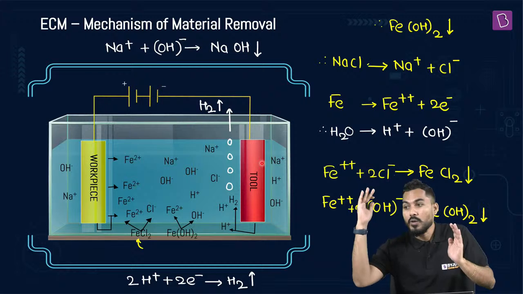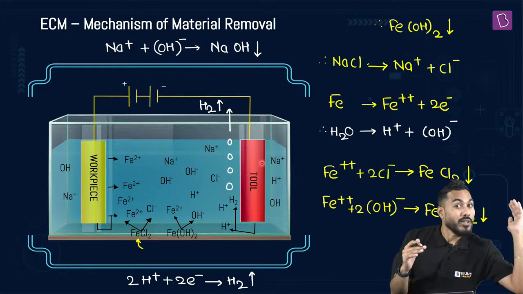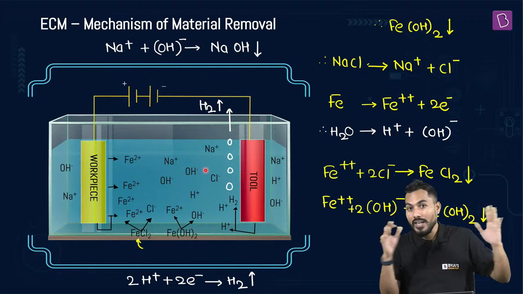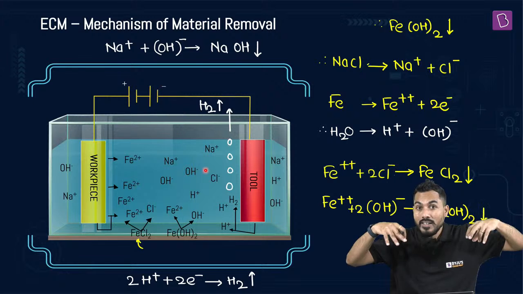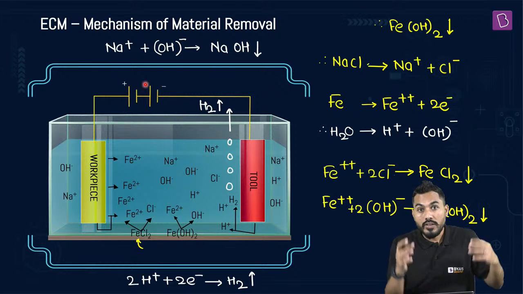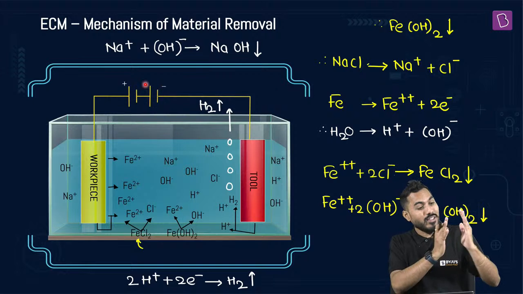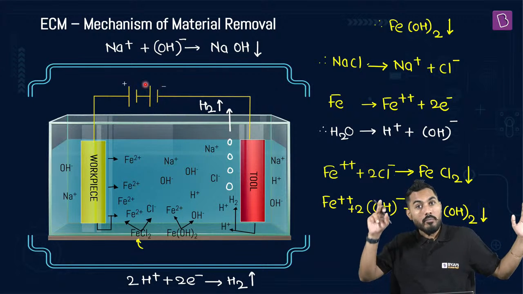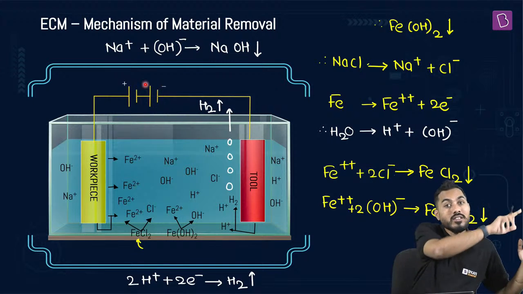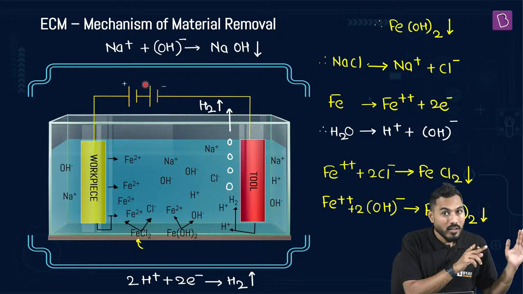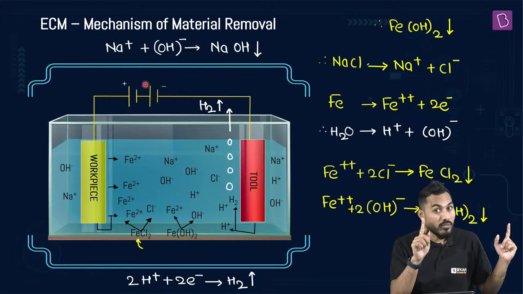This tool is kept at one corner, my workpiece is kept at the other corner, so the gap between them is very large. Whenever I'm generating the potential, whenever I'm giving the power supply, can I say that as the distance between tool and the workpiece is very large, my current has to flow a very large distance to complete the electrical circuit? That is the very first statement.